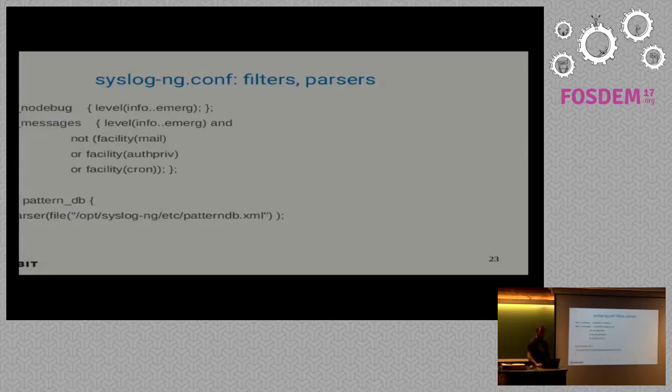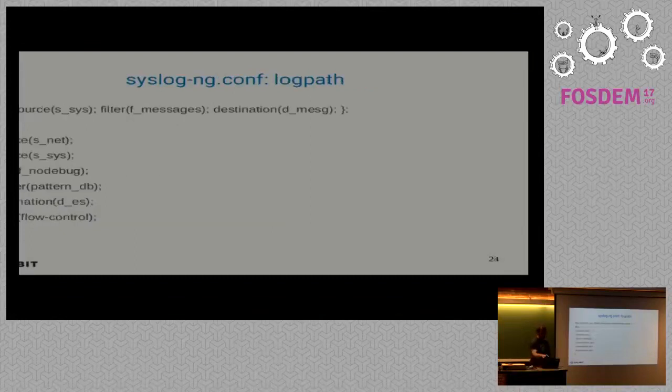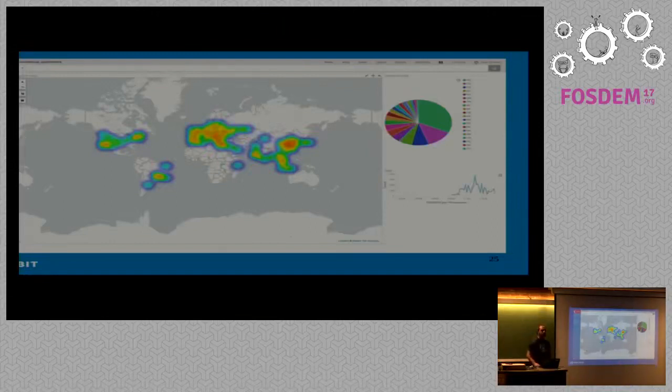Here you can see some filter definitions and loading a database for pattern DB parsing. And here is the heart of the configuration, the log statements, where the upper one is for var log messages, local sources, related filter, and the destination. The other one is more interesting with multiple sources, filtering, pattern DB, and sending the results to Elasticsearch.